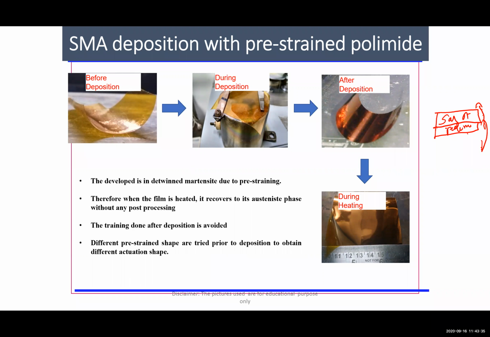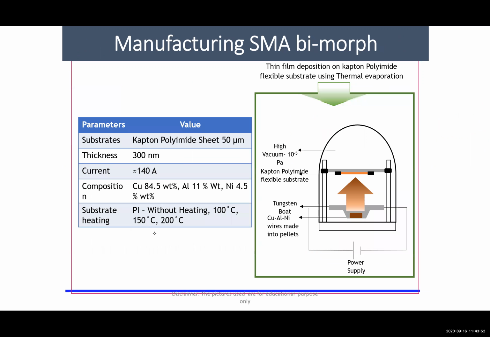So we took a polyimide layer, which is a PI, and we just strained this polyimide. We have programmed it so that when I strain this polyimide, after deposition, it gets curled like this. And during heating, it gets straightened like this. In fact, I have a small video about it.